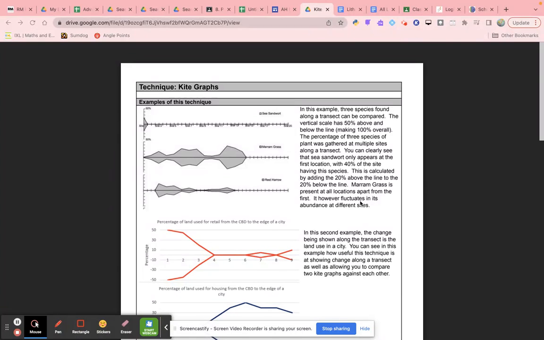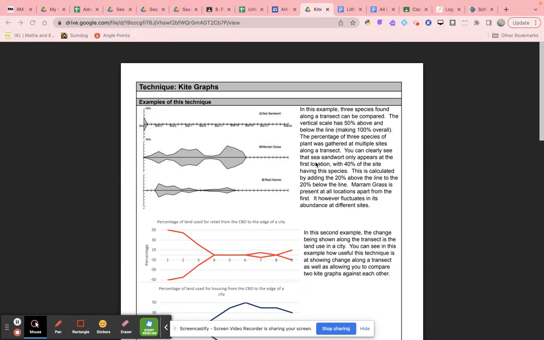Okay, this is a quick tutorial on the usefulness and suitability of using kite graphs as a method of presenting data. Now, the kite graph is a unique type of graph that should only be used when a couple of conditions are met within your data set.